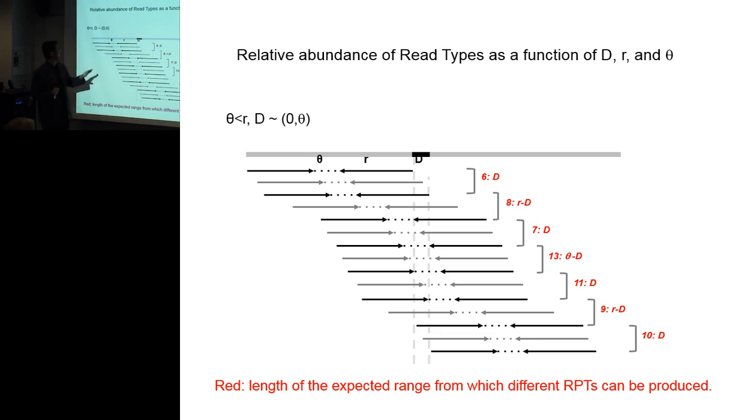So this is a situation specific to D being within this range, with theta less than r, but there are other combinations. I have a few more slides showing this type of tiling.